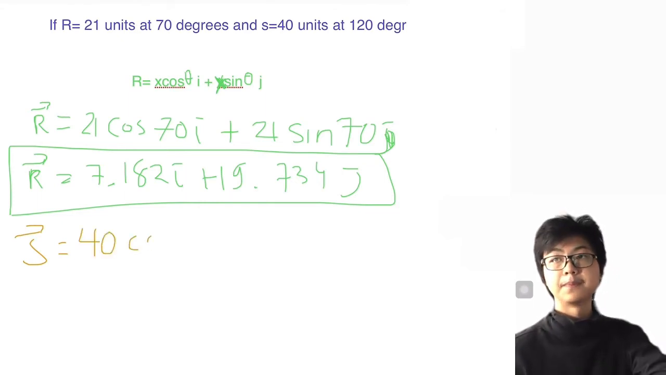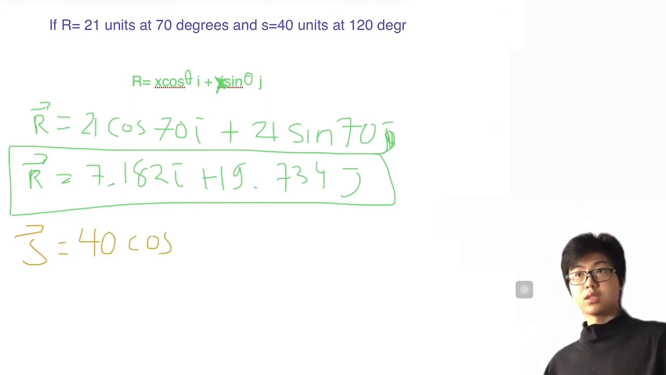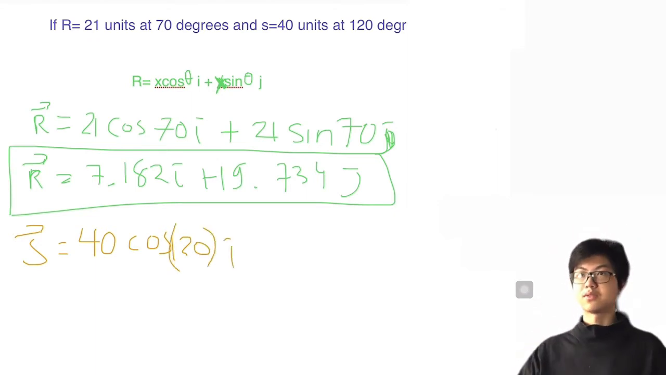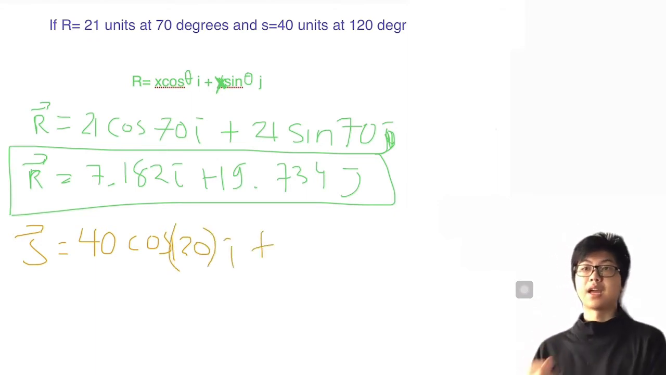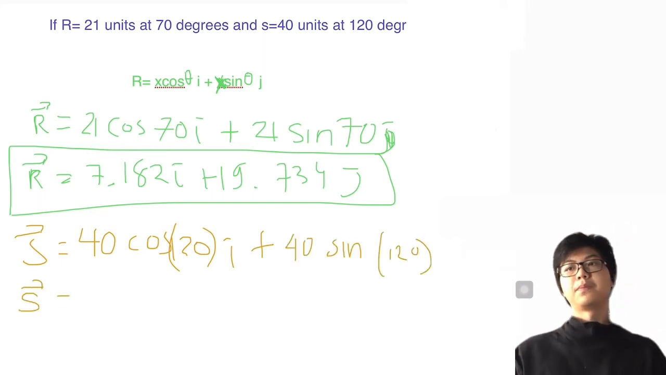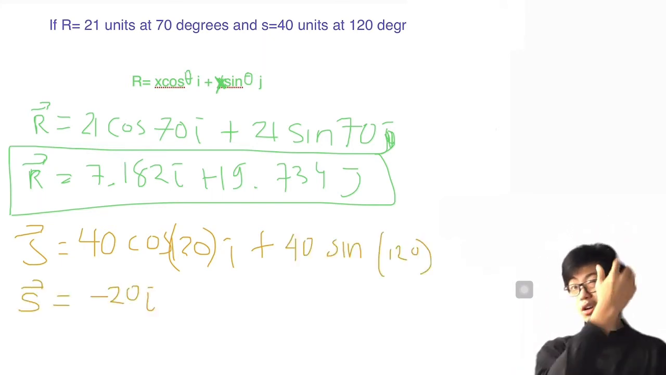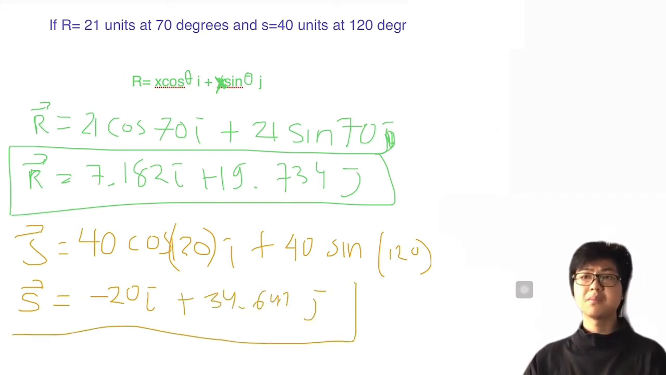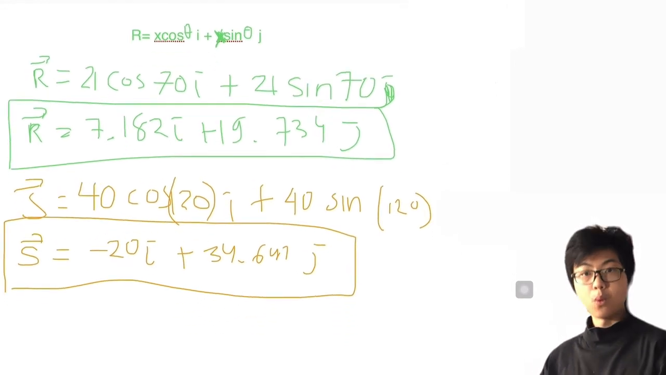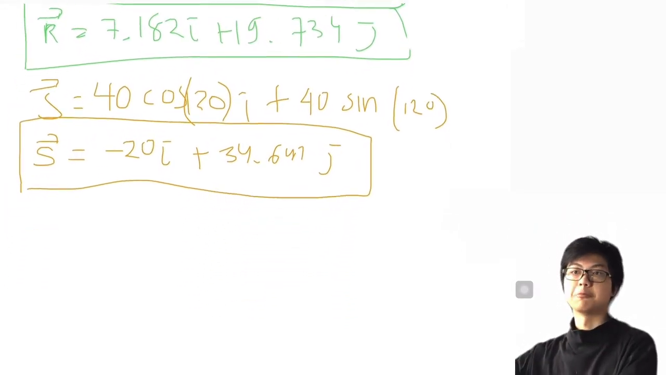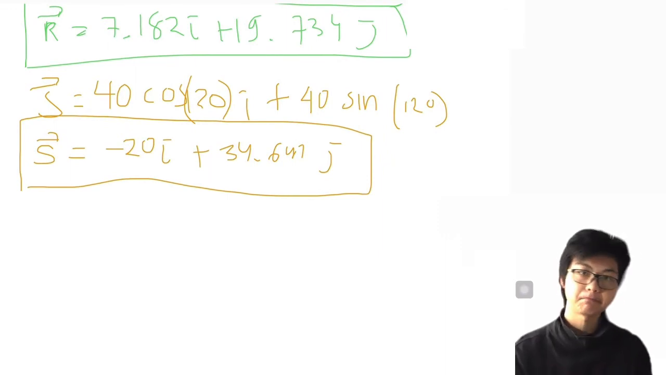And s is going to be 40 cos 120 degrees. Why is that? Because if you read the question, s is equal to 40 units at 120 degrees, which is very simple. Plus 40 sin 120 j. s by calculator equals negative 20i plus 34.641j. So you can just box that out to make it clear.